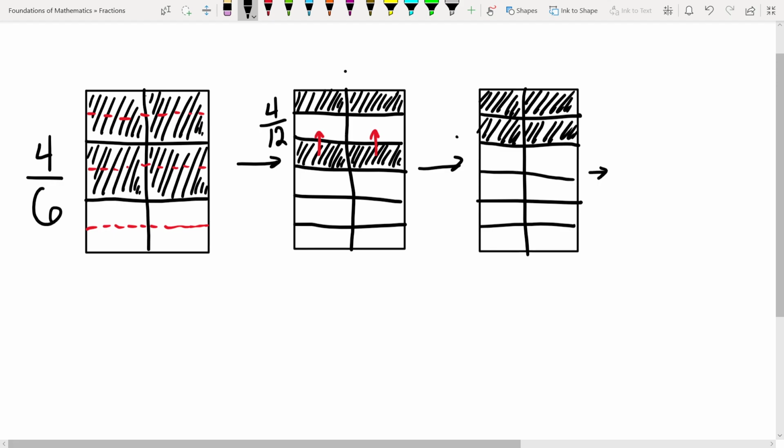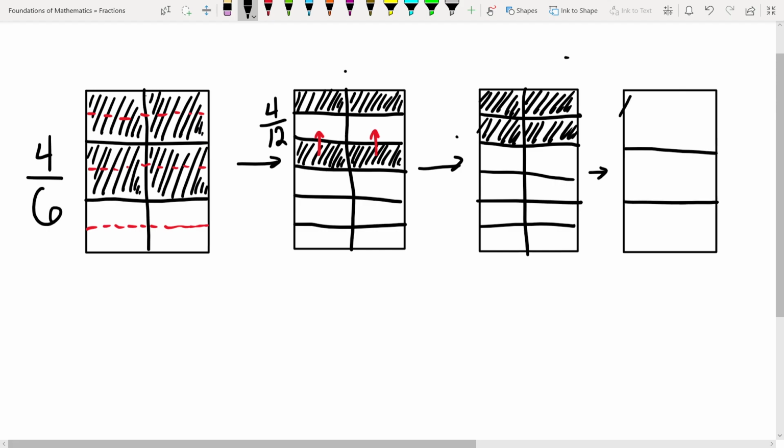Now I can recut this box into a new one. And I can cut it up like this. I haven't changed anything here. I've just recut the box. And this is now 1/3.